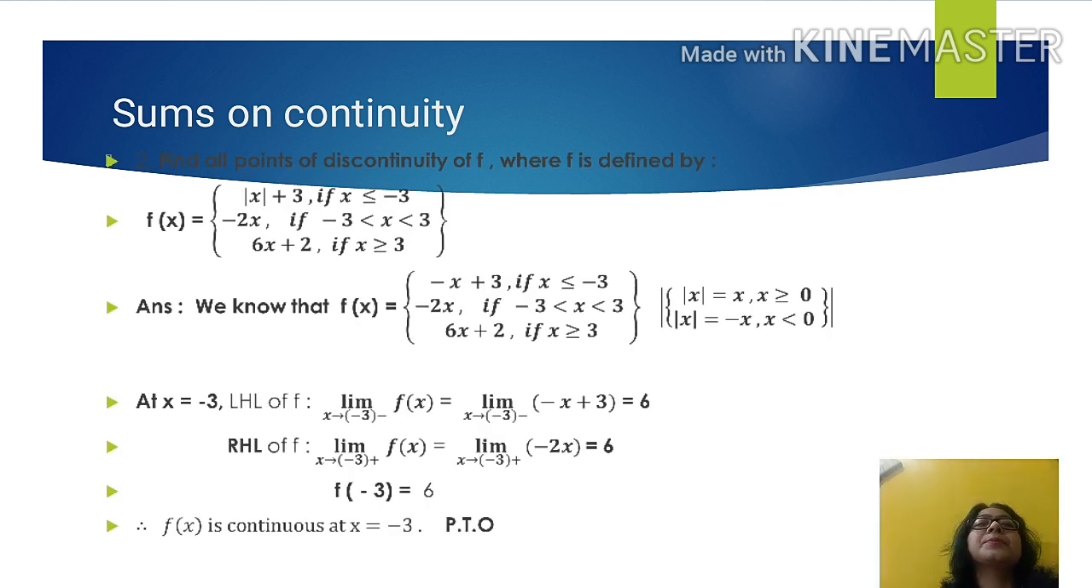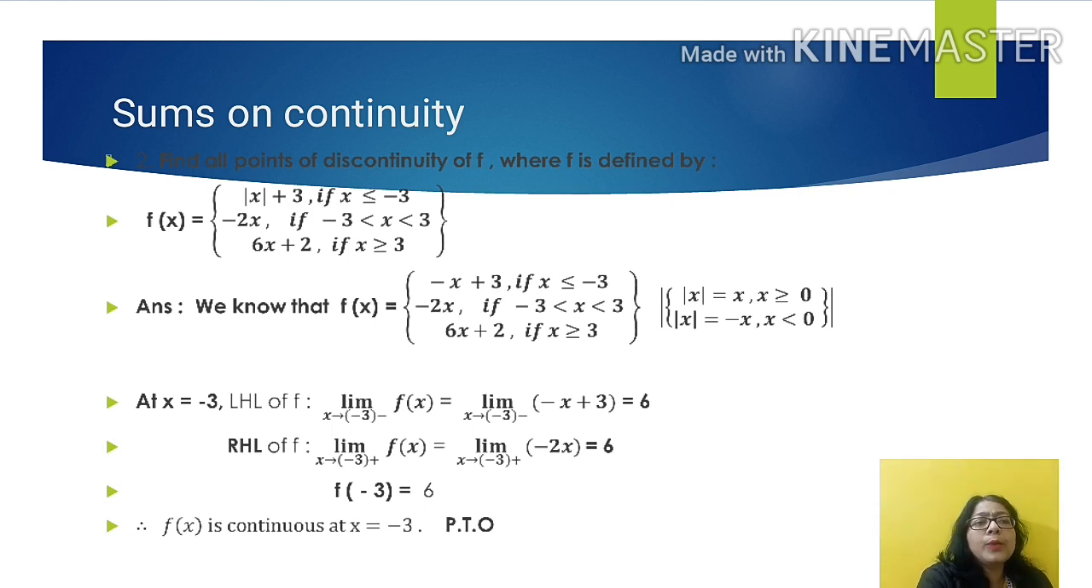Second sum, this type of sums are also important. In board exams it comes as 4 marks questions. See, find all points of discontinuity of the function f such that f is defined as f(x) is equal to modulus x plus 3, then minus 2x, then 6x plus 2. Three functions are given, and the conditions are that x is less than or equal to minus 3, the second case is minus 3 less than x less than 3, and the third case is x greater than or equal to 3. So we have to check it here.